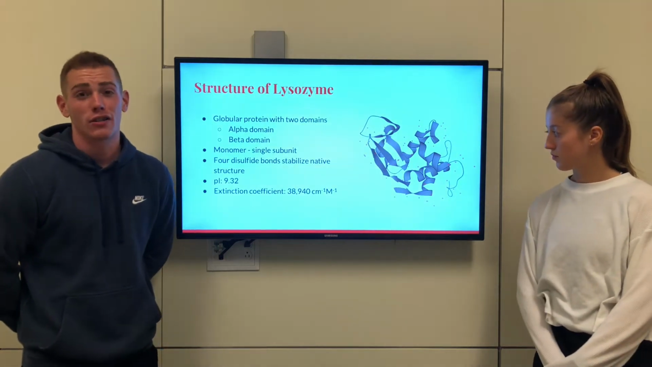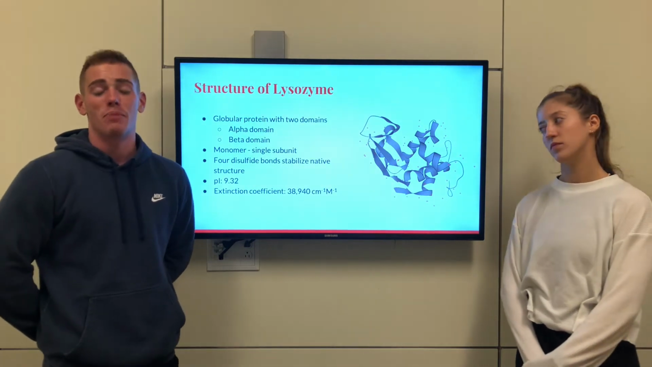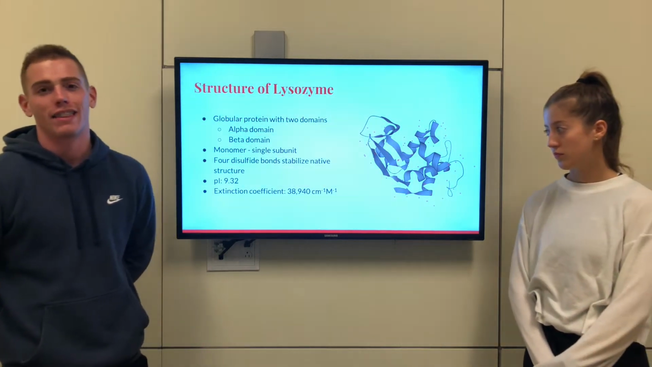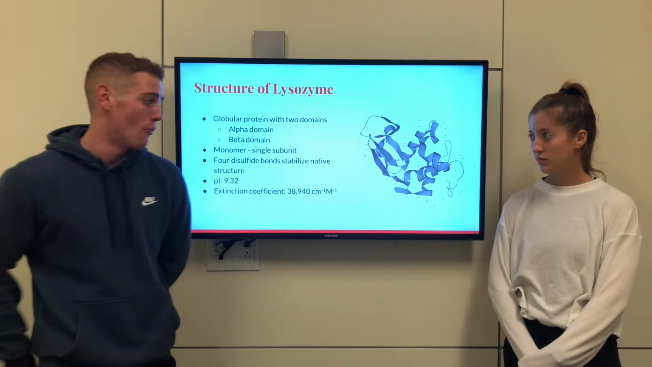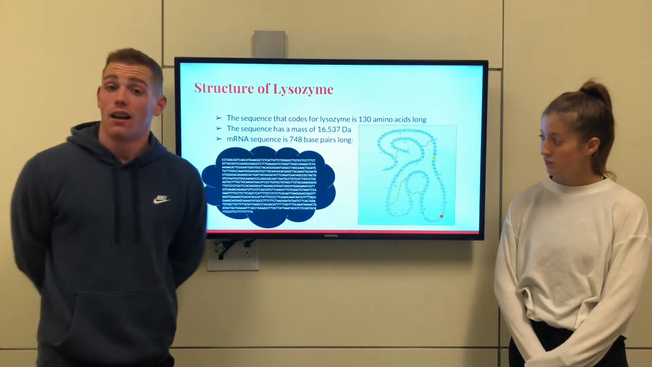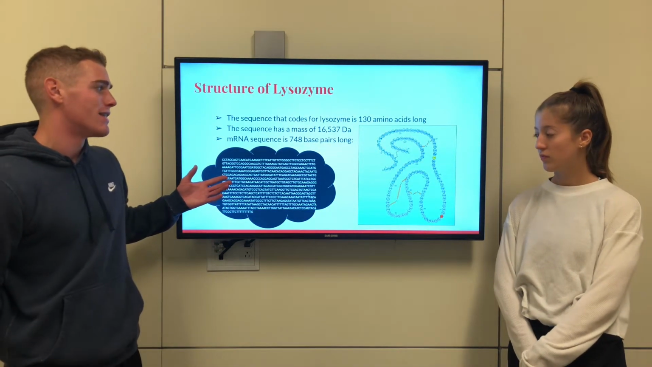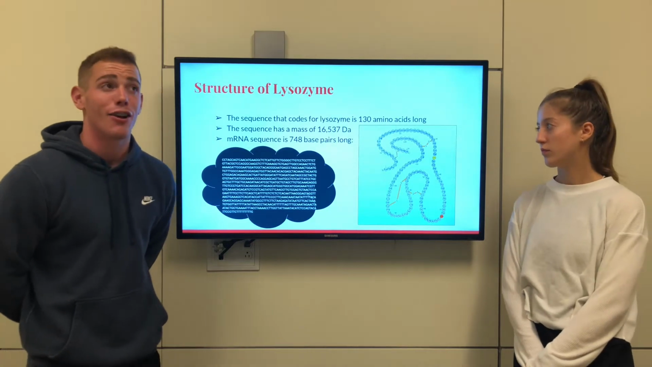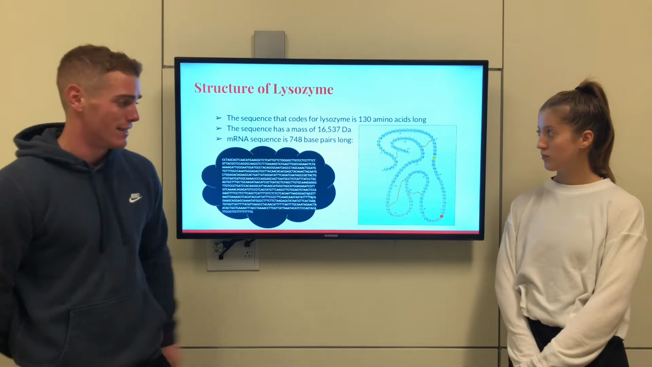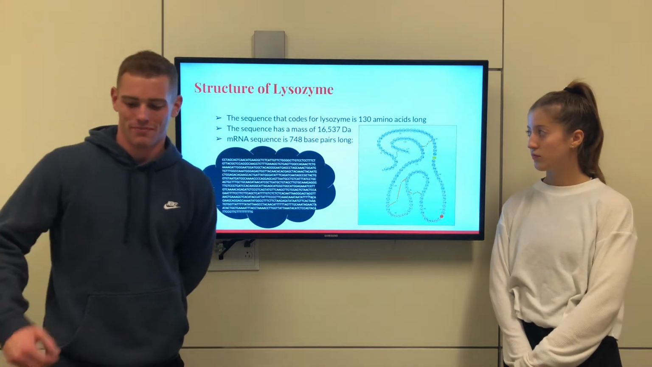It has 4 disulfide bonds that help stabilize the whole enzyme itself, and it has a pI of 9.32, an extinction coefficient of 38,940 centimeters per molar. So as you can see here, you have the mRNA sequence that is 748 base pairs long that codes for the amino acids. And on the left-hand side, you can see the amino acid sequences with the 4 disulfide bonds that help stabilize the total enzyme.